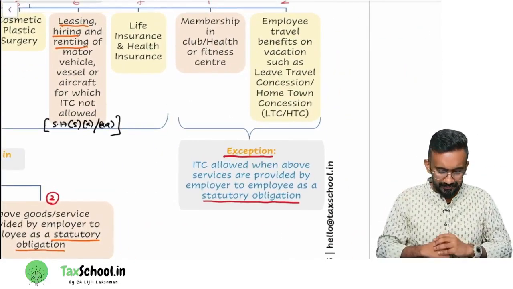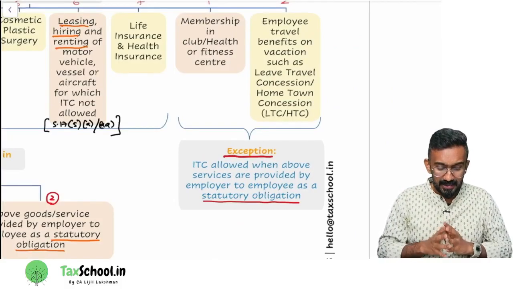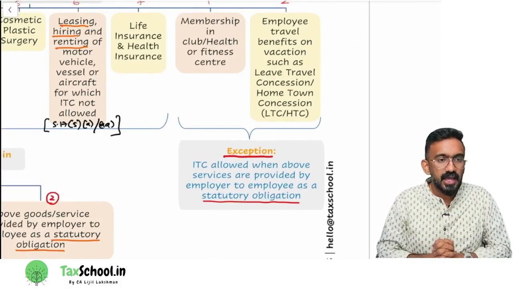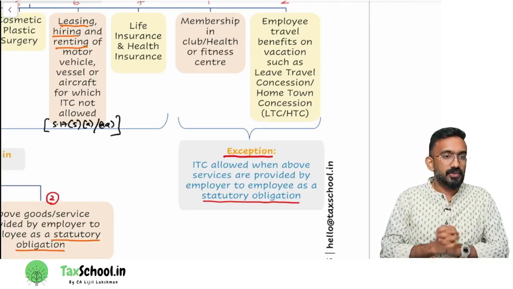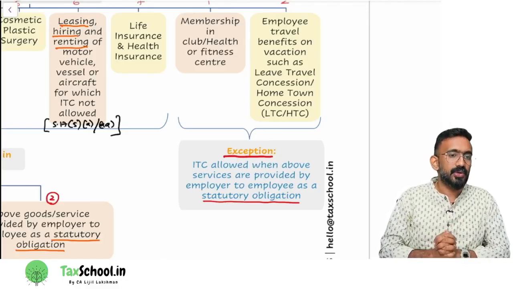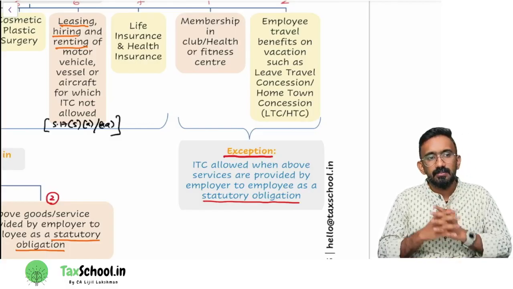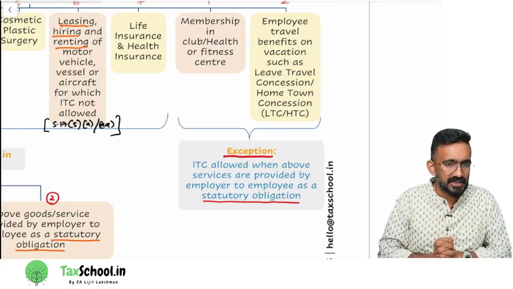Look at the next one. Membership in a club, health or fitness center is a block to credit, which means, say, gym membership of one of the employees is paid by the employer. Can the companies take the input tax credit? No. A membership of any club, health or fitness center is a block to credit.